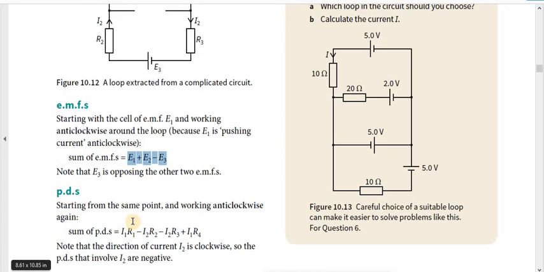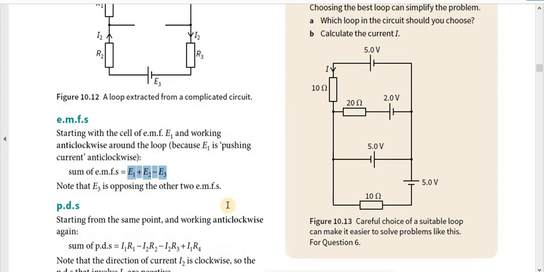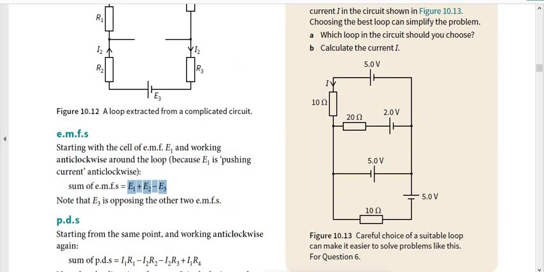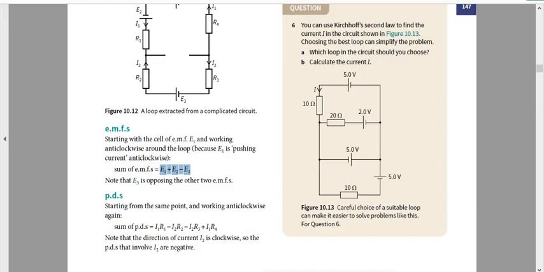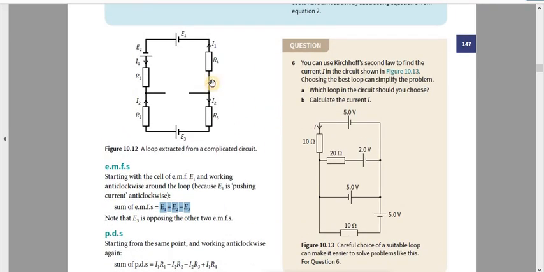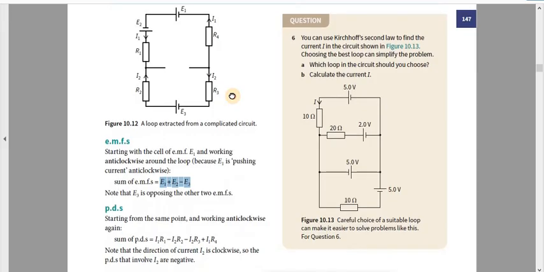Then we can find the total of the potential differences. So we can start from the same point and work anti-clockwise again. I will zoom this out a bit. Here we can again work in the anti-clockwise direction. When we go this way, the current through this is I1. So the potential difference, using Ohm's law V equals IR, across this resistor R1 will be I1 R1, and that's what we have here.